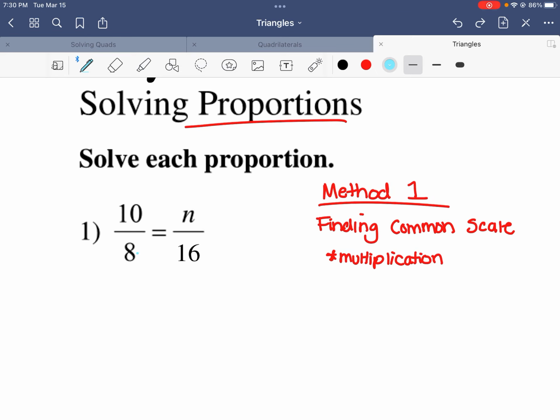So right here I can see that we went 8 times 2 and we got 16. So what I do to the bottom, I also have to do to the top, because for it to be proportional, remember, we have to change our two factors at the same rate. So I multiplied by 2 down there, then I have to multiply by 2 at the top, and I get that n is equal to 10 times 2. So this should be equal to, let me write at the bottom, 20. And that is my answer.